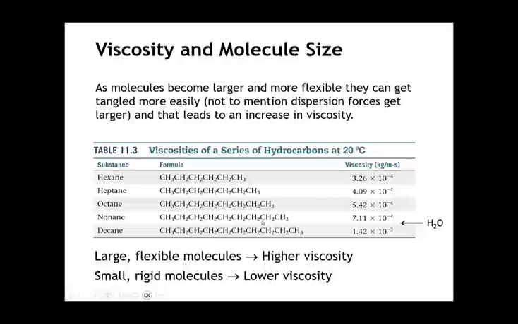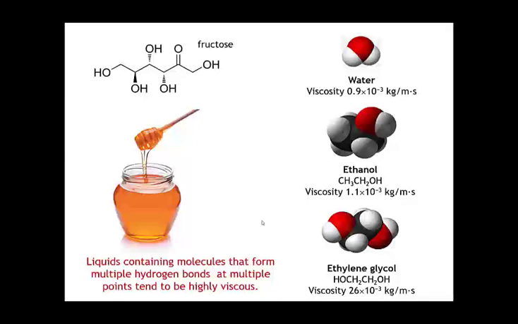The bottom line is, large flexible molecules, even though they might not be able to hydrogen bond, will eventually become relatively viscous. Small, rigid molecules tend to have a lower viscosity depending on the types of intermolecular forces present. But when we go to molecules like glycerol, which are bigger than water and can hydrogen bond in more than one place, we see that the viscosity goes up pretty dramatically.